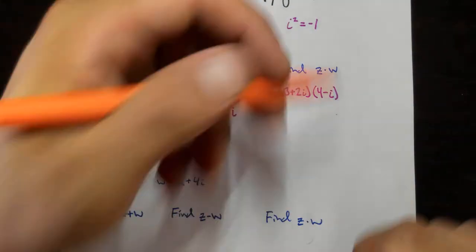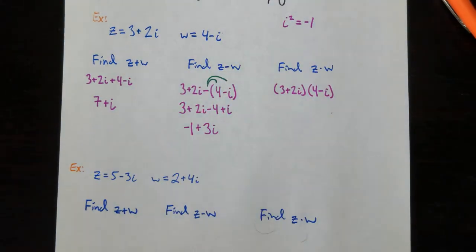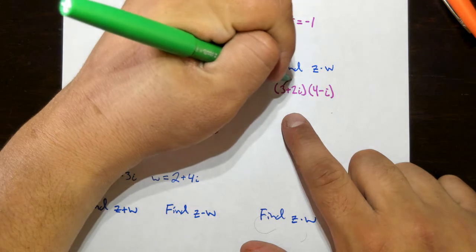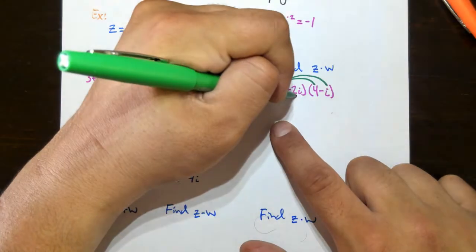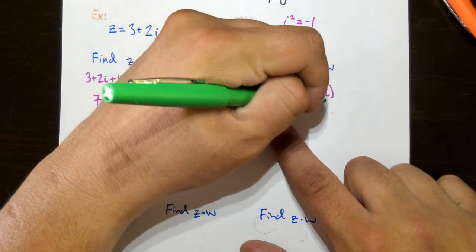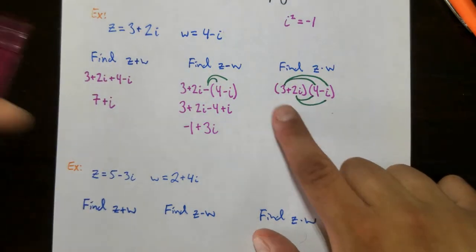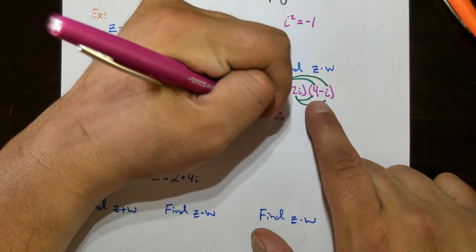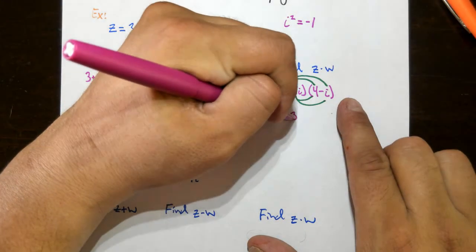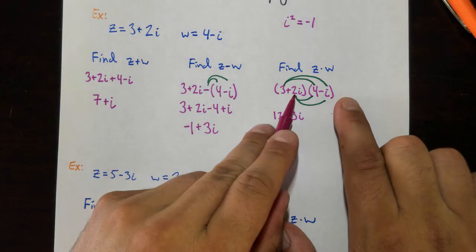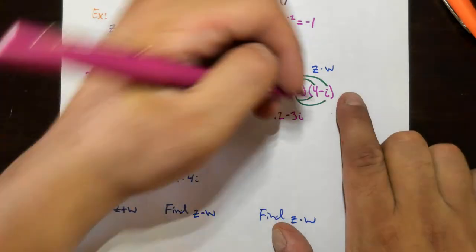So remember foiling, we're going to multiply this first term to both the terms in the second factor, and then we're going to multiply the second term to both of the terms in the second factor. So 3 times 4 is 12. 3 times negative i is negative 3i. Then 2i times 4 is 8i.